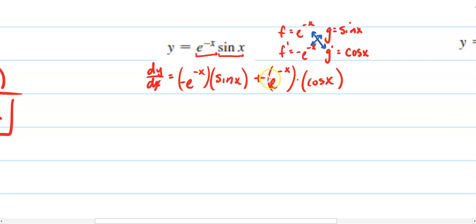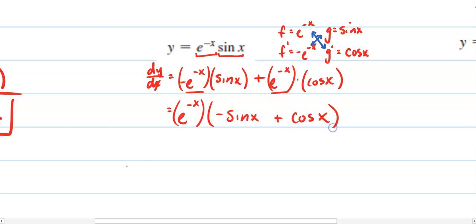Now with these functions that are pretty different from one another, e to the x and sine, or e to the x and cosine, I don't really see any way that we can simplify this. Certainly there is a common factor, e to the negative x, and you could factor that out. I'm not entirely sure that that's beneficial here though, but maybe you would think that it is. So if I factor out e to the negative x, which is common to these two terms, that leaves me with negative sine x plus cosine x, or better still, e to the negative x times cosine minus sine.